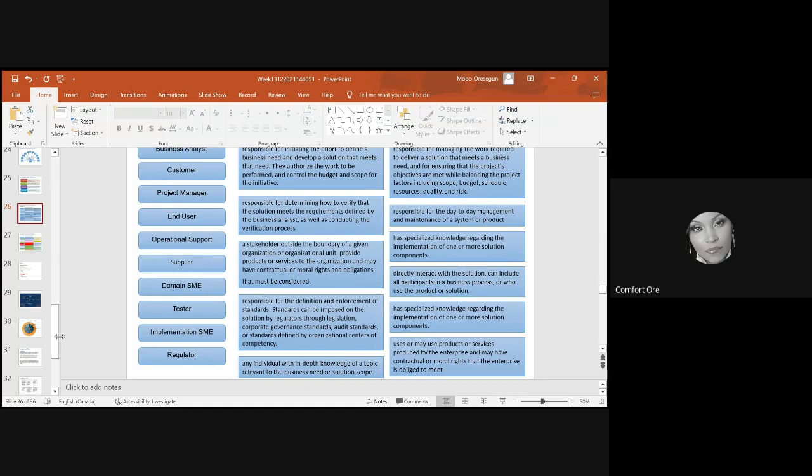Yeah, that's self-explanatory. I'm thinking the domain SME is an individual with in-depth knowledge of a topic relevant to the business need. So they're more like the product owners. The product owner or the product manager, they're different from the project manager. So they're called the product owners or the product managers. Did we cover everything?